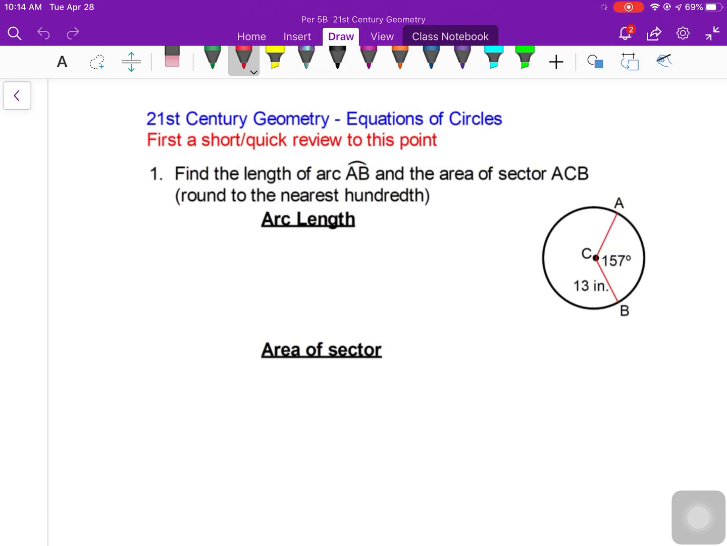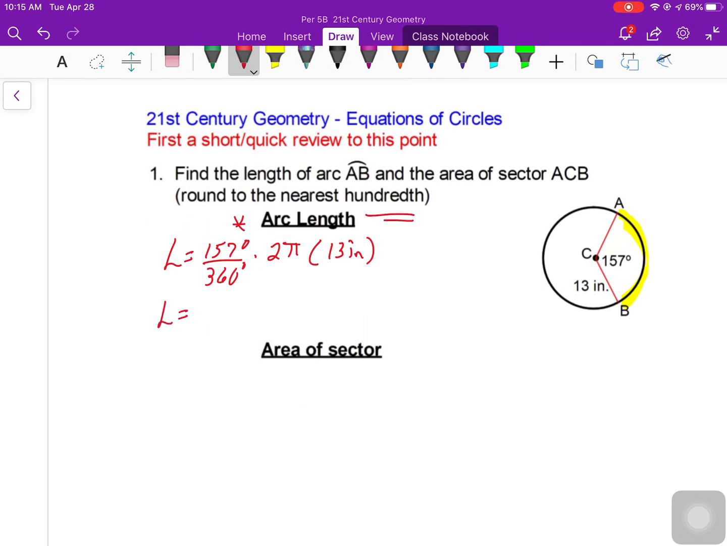This week with day 5, we're going to begin with a mixed review again of what we've covered in this chapter. So this chapter began with something called arc length. The arc length is really asking us to determine the length along this curve from A to B. And the way that we find the arc length is we take the fraction of the circle, which in this case is 157 degrees divided by 360 degrees, times 2 times pi times the radius, 13 inches.